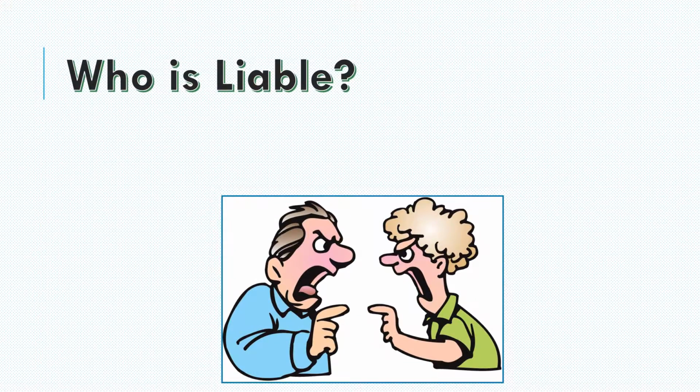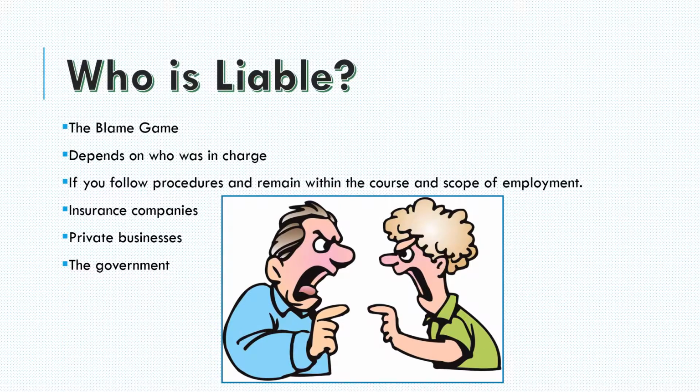Who exactly is liable during a liability issue in a disaster? Well, a lot of people like to play the blame game and blame anyone they see, but it really depends on who is in charge. As long as you follow procedures and remain within the course and scope of your employment, there really shouldn't be an issue. But people outside of emergency management can be liable, such as the government, private businesses, or even insurance companies.